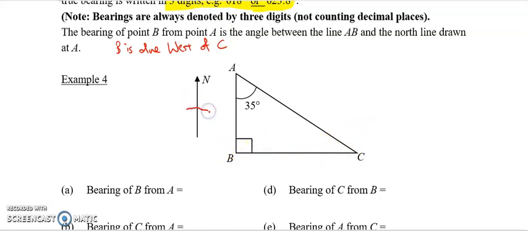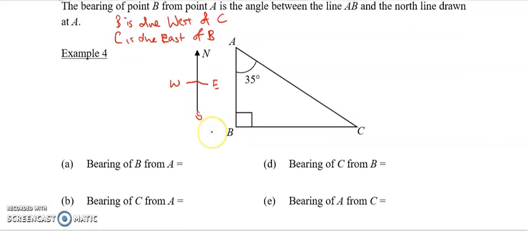So you can recall the directions: north, east, south, west. And vice versa, C is due east of B. The words due east, due west, due whichever direction, mean that it is directly in the direction which the question is stating. So now let's look at the questions here.